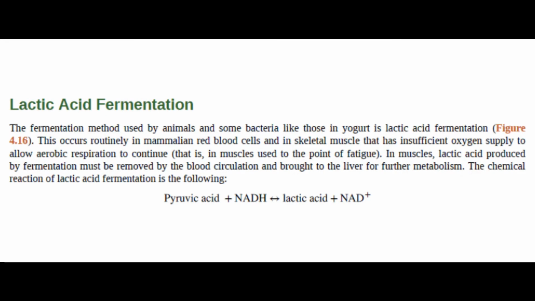Lactic acid fermentation. The fermentation method used by animals and some bacteria, like those in yogurt, is lactic acid fermentation. This occurs routinely in mammalian red blood cells and in skeletal muscle that has insufficient oxygen supply to allow aerobic respiration to continue, that is, in muscles used to the point of fatigue. In muscles, lactic acid produced by fermentation must be removed by the blood circulation and brought to the liver for further metabolism. The chemical reaction of lactic acid fermentation is the following.